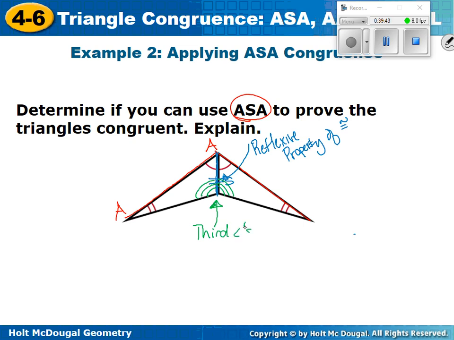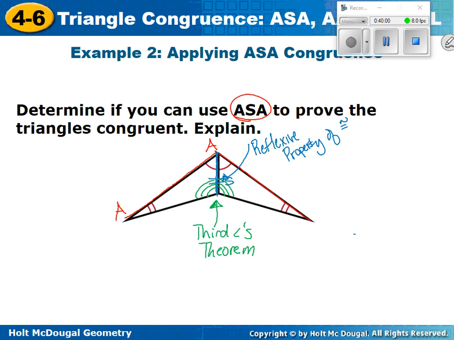Okay, that's important because there are some tricky ones like this on the test. So you need to think about everything we've thought about and mark everything you can mark, but only if you can back it up with a theorem. Don't just mark something and go, oh, I think they're congruent. That's not true. Back it up.